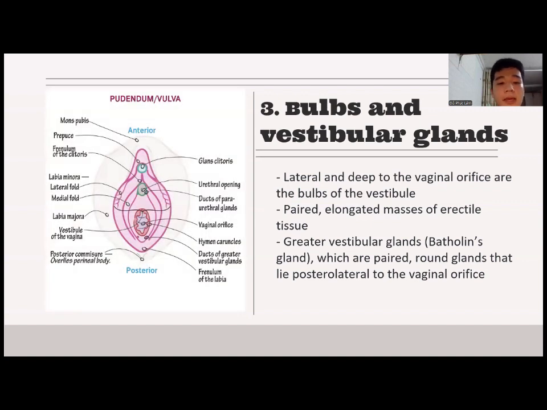Next is the bulb and the vestibular gland. Lateral and deep to the vaginal orifice are the bulbs of the vestibule, which are a paired elongated mass of erectile tissue, a comparable structure in males to the bulb of the penis. The bulbs are covered inferiorly and laterally by the bulbospongiosus muscle.